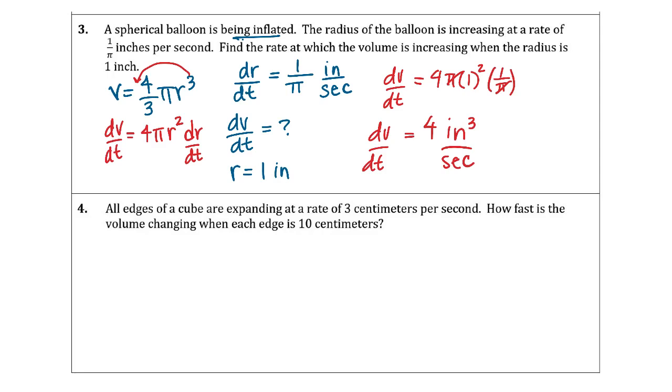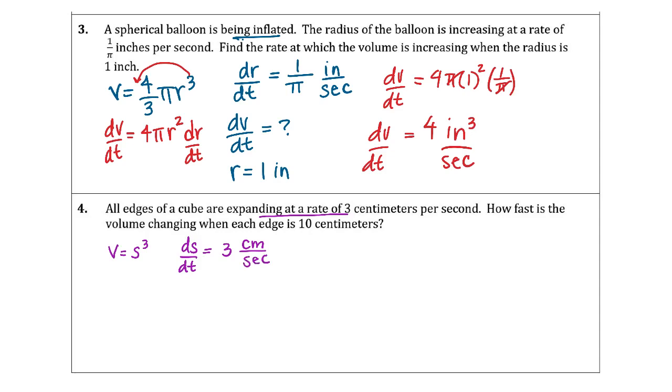Okay, so for our next problem, we're told all the edges of a cube are expanding at a certain rate. So all the edges of a cube, so we need the volume of a cube, which is going to be just your side cubed. So what are we told? The edges of the cube are expanding at a rate, so that's going to be ds/dt. So ds/dt, the edges are expanding at 3 centimeters per second.